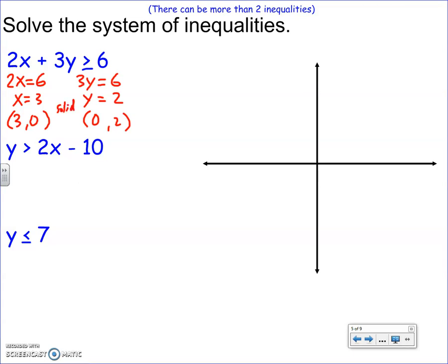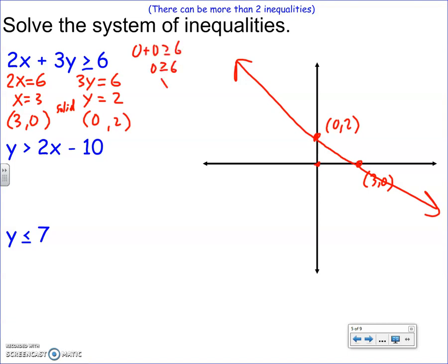So I'll put the 2 points. 3, 0 is somewhere over here. 0, 2 is somewhere up here. I connect it, solid. All right, I do a test point. I like 0, 0, it's on the bottom. 0 for x, 2 times 0, 0. 0 for y, 3 times 0, 0. Equals 6. 0 is bigger than 6. That's false. So I don't shade the bottom, I shade the top. So I shade this.